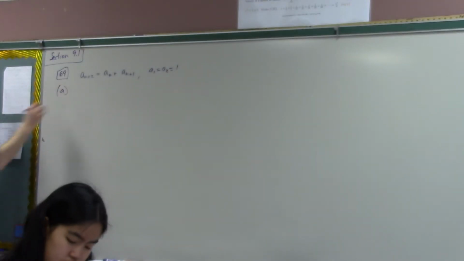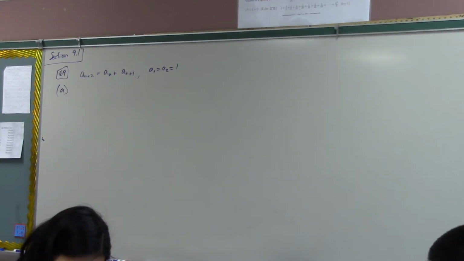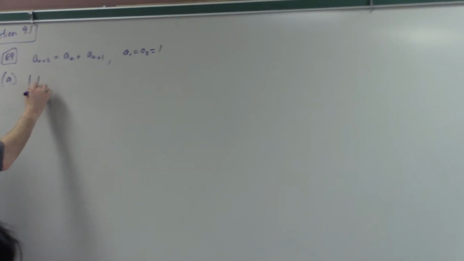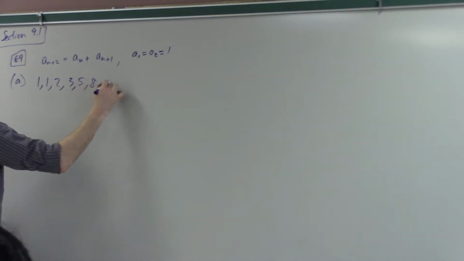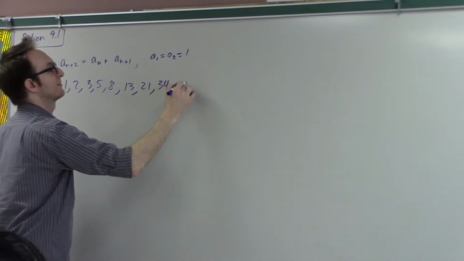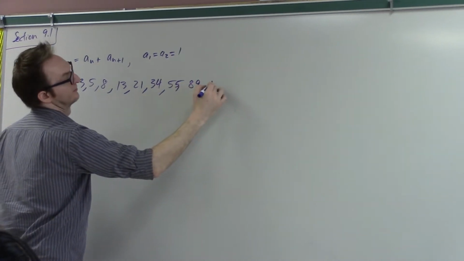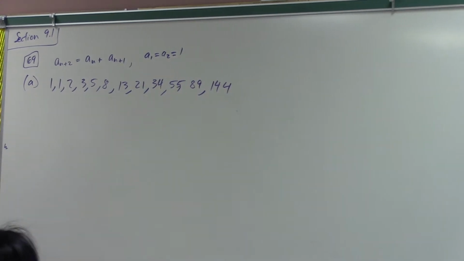Okay, so part A was just trivial. Is everyone caught up to where we are? Yeah. Okay, part A just says, hey, write out the first 12 terms of the Fibonacci sequence. So you just do it: 1, 1, 2, 3, 5, 8, 13, 21, 34, 55. Someone tell me when I can stop. 89, 144. Okay, good.